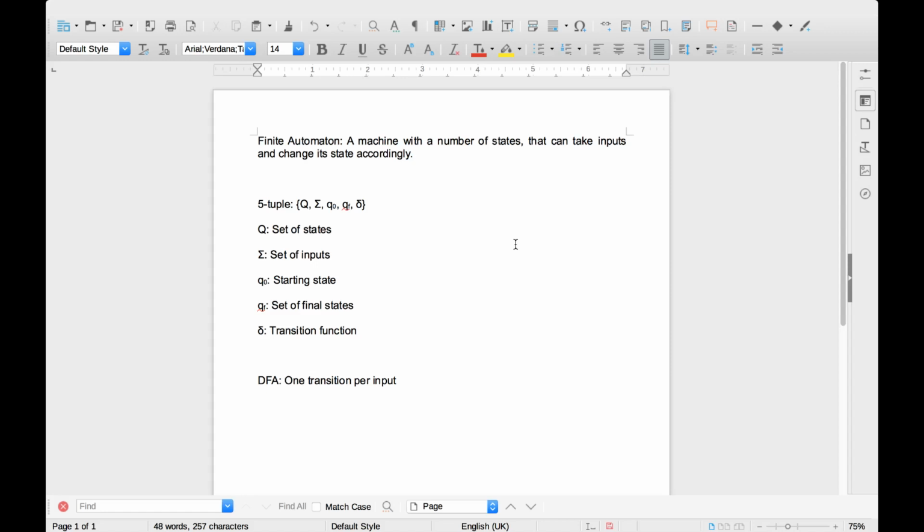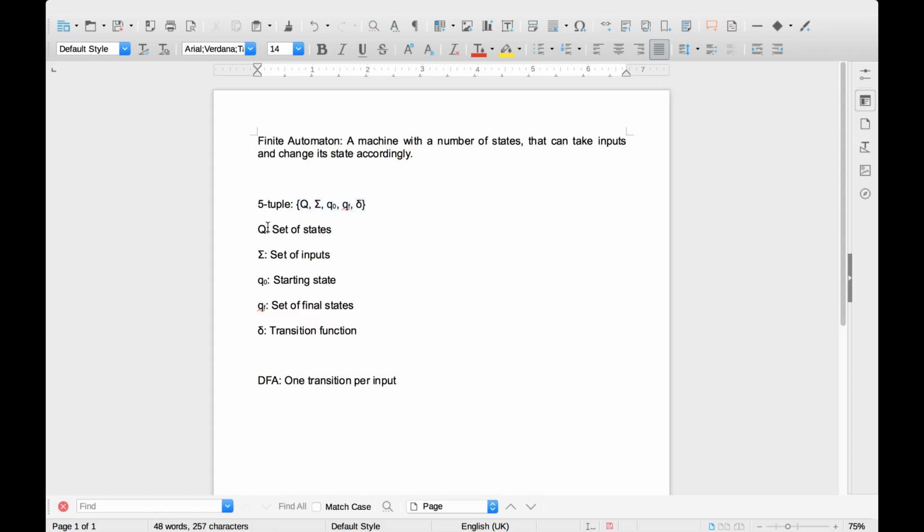Now, a finite automaton is a machine that has a number of states it can be in, and it can take inputs while it's in a state to transition to another state. What exactly does this mean? Well, to go into a bit more detail, a finite automaton is a 5-tuple, which you can think of as meaning it has 5 components.